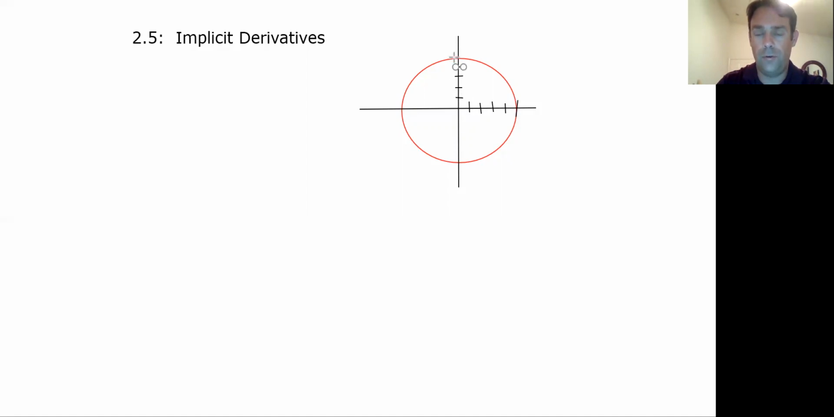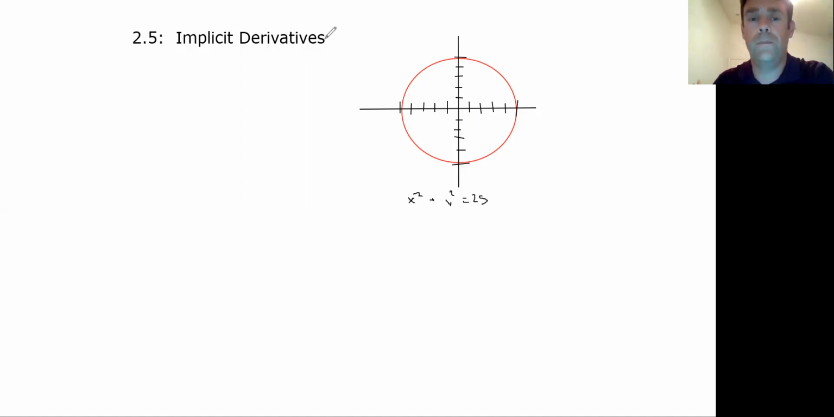Now, let's say I give you a circle. I know it's not a perfect circle, but it's close enough, right? And you guys are smart kids. You can come up with the equation of this circle pretty quick. Let's make it x squared plus y squared equals 25.